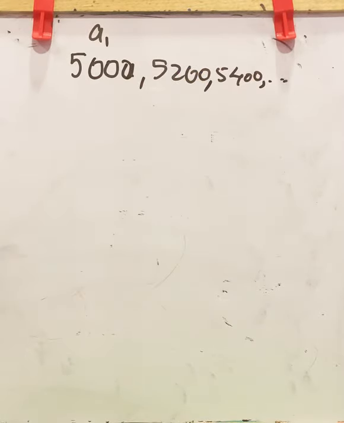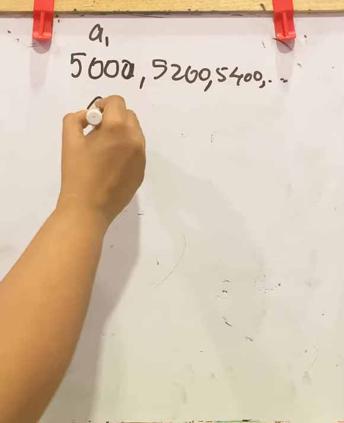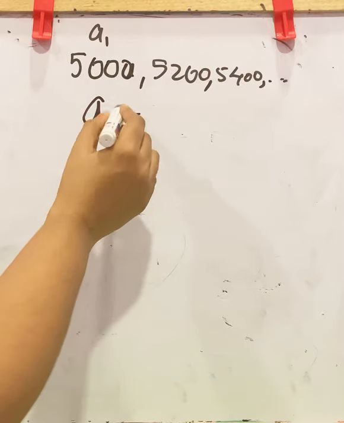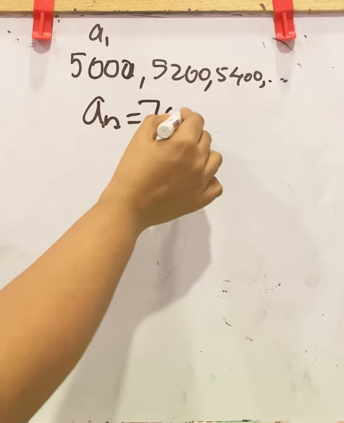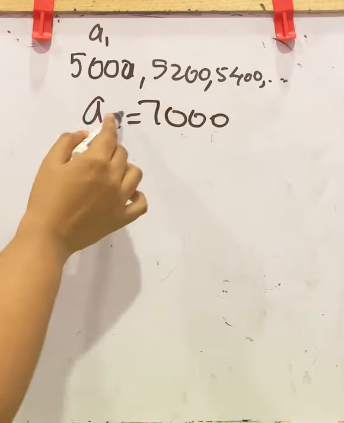Now you have to find in which year his income reached rupees 7,000. That is An. We don't know the position, but in that position we have 7,000. We have to find the position.